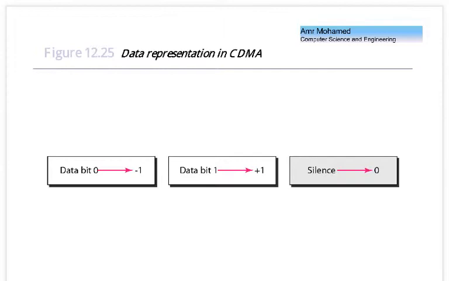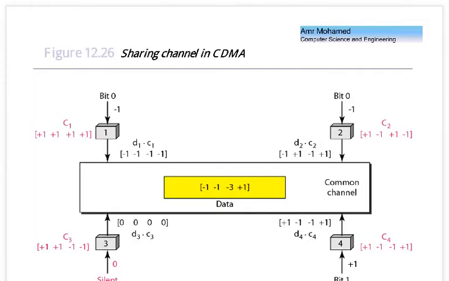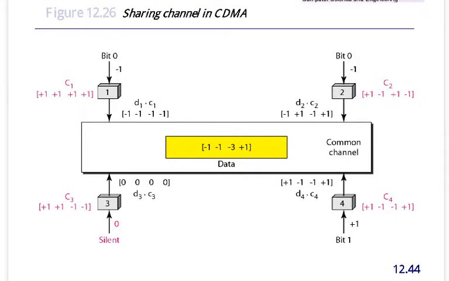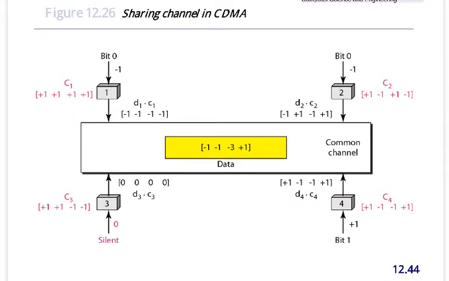So how is this data representation going to serve the purpose of CDMA? If Node 1 wants to send 0, Node 2 wants to send also 0, Node 3 wants to remain silent, and Node 4 wants to send 1. So in that case, using the data representation, 0 is minus 1. And then we use the code that we have from the previous slide. We use the code for it, which is 1111.